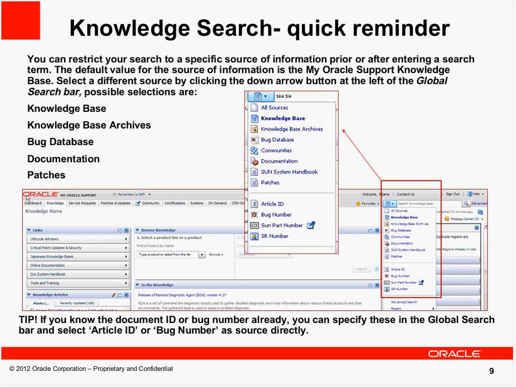To do that, you should select the button on the left of the global search bar, and you will see the possible selections: knowledge base, archive, communities, patches, etc. If you know the document ID or the number already, you can specify it in the global search bar and then select article ID or bug number. It will open that article directly.